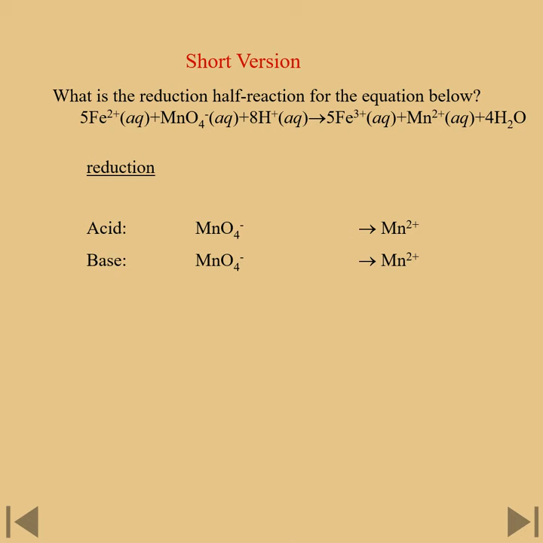Since we're going to do this for both an acid and a base, I'm going to write it twice because it'll be different for each. Okay, on to step 2A, balance the element being reduced. 1 manganese on the left, 1 on the right, so that's already done.